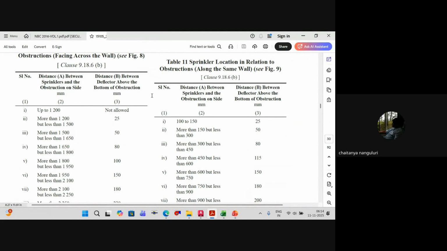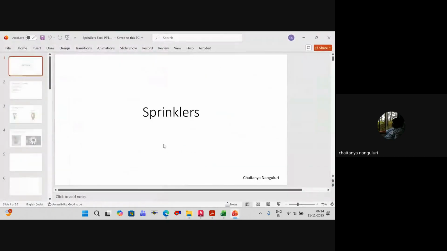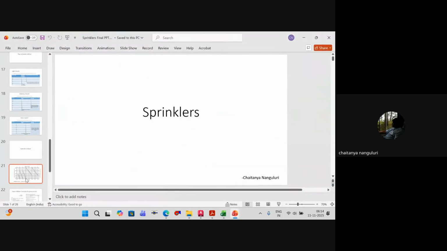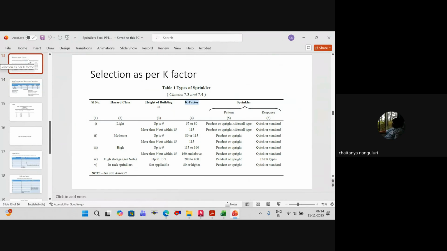Let's go to that particular slide instead of searching here. This particular one. So we have to take your general flow rate, which is Q. So K factor is 57 or 80. We have to take it. Up to 9 meters height. The height here means the height of the particular floor, not the entire building, because we're least bothered about the entire building for a sprinkler.